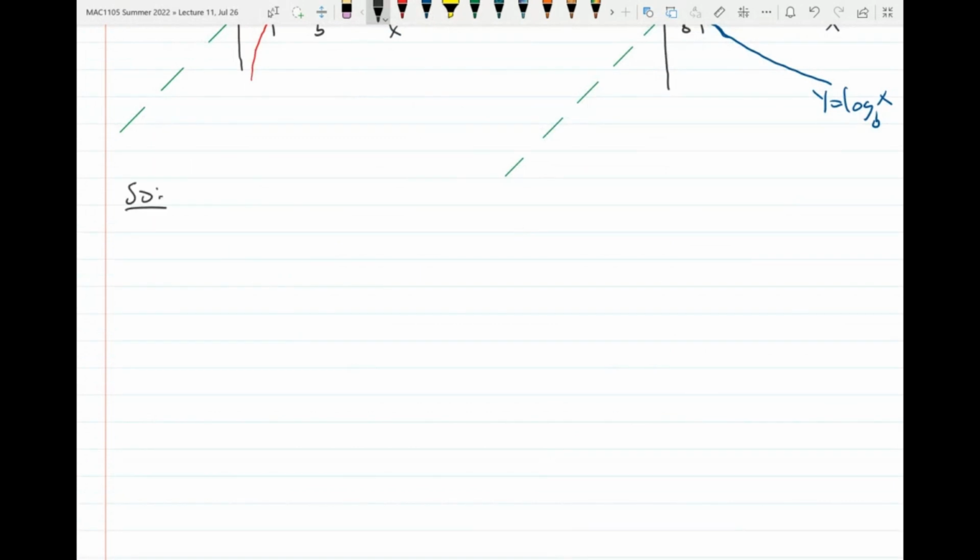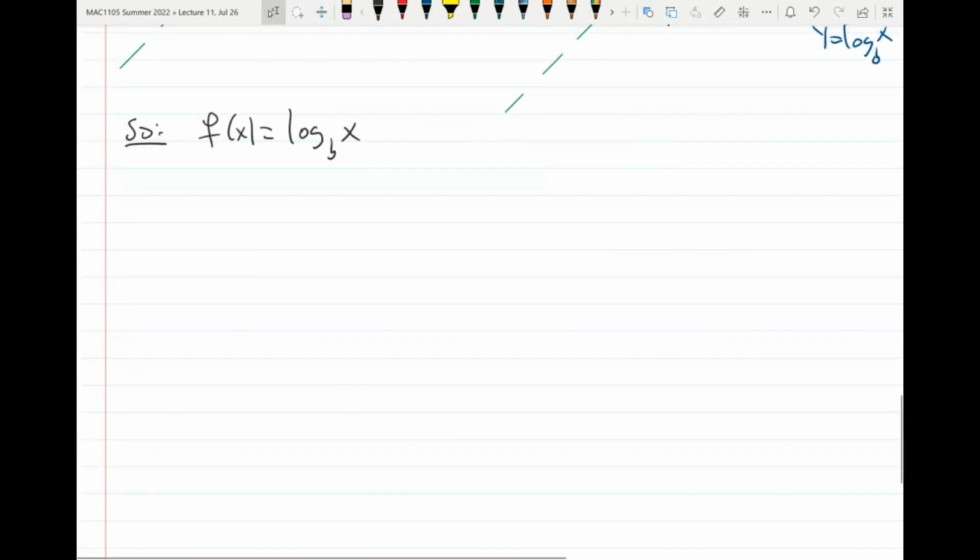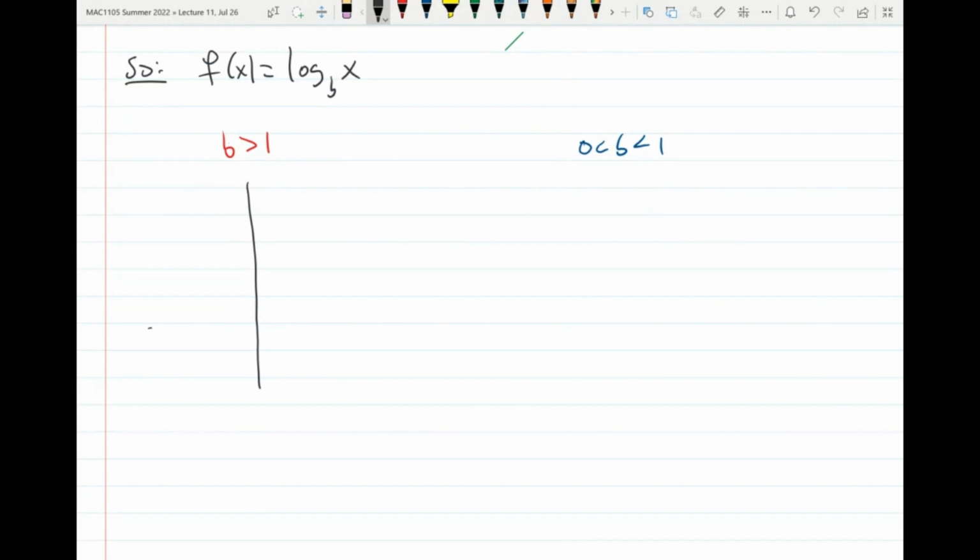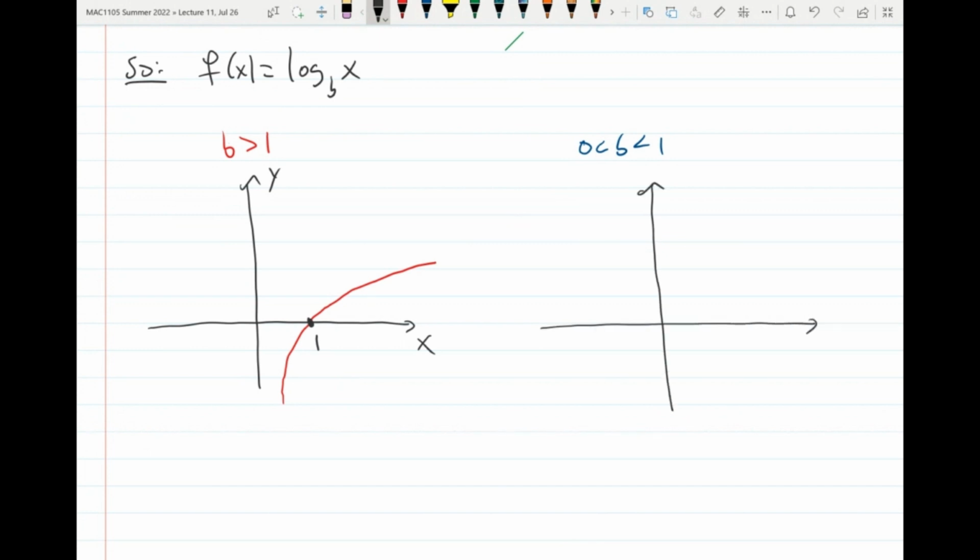So let me now do it without the noise of the exponential function. So if you have f of x equals log base b of x, then there are two pictures: bigger than 1, and between 0 and 1. The bigger than 1 is this shape, and it goes through 1 here, and then between 0 and 1, it is this shape, and it goes through 1. Okay, any questions? You okay with this?